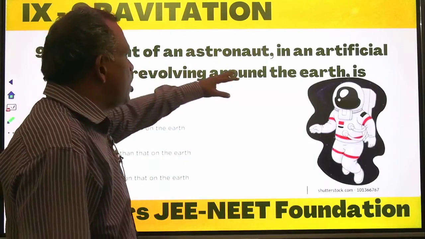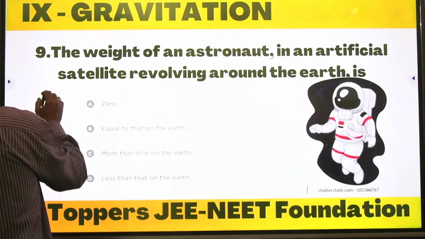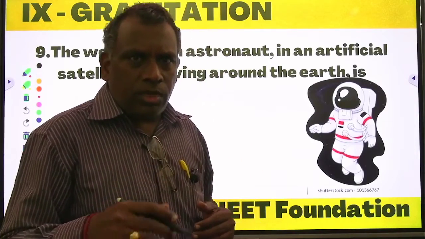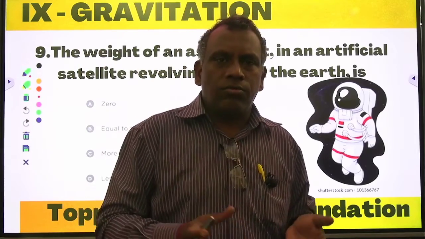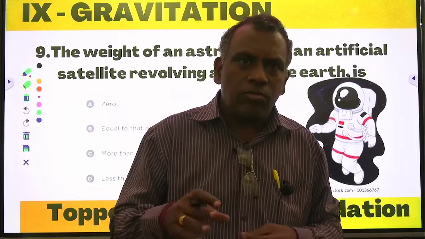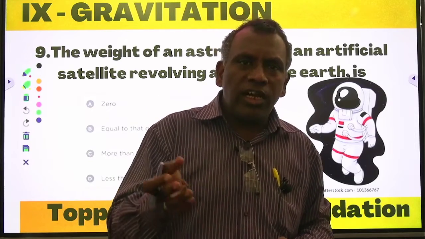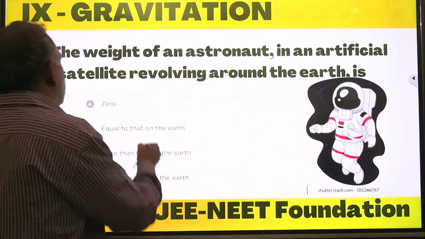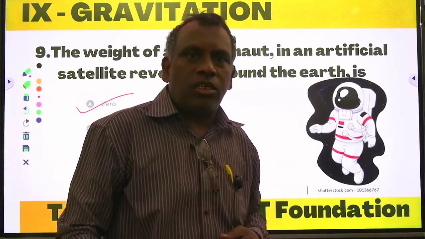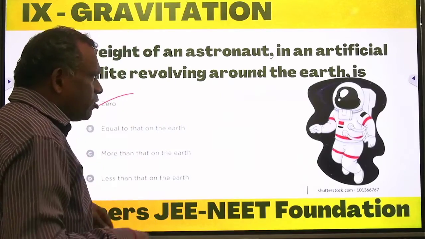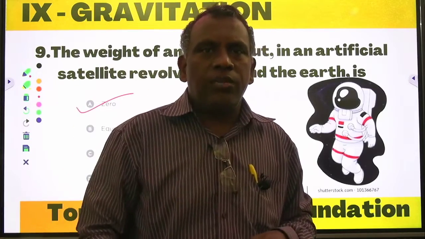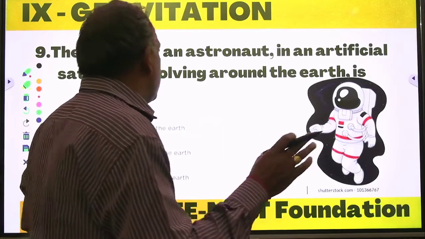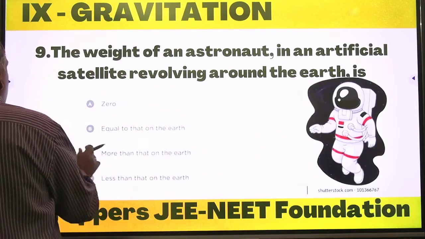The weight of an astronaut in the artificial satellite. When a person is in the satellite, the satellite is revolving around the earth in a circular orbit. Is any fuel used in that? Definitely not; due to the inertia of motion only the satellite will be revolving around the earth. So the weight will be zero. Not only the astronaut, any object in the satellite will have zero weight, because due to inertia of motion only it will be revolving. One important point you have to remember. This is about the 9th question.